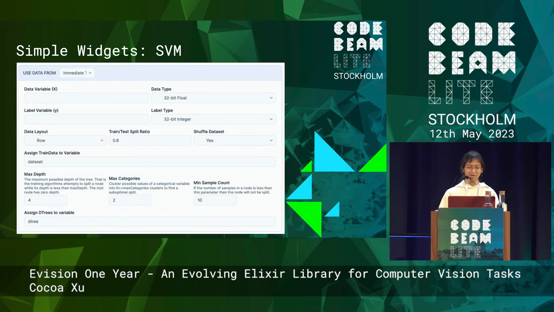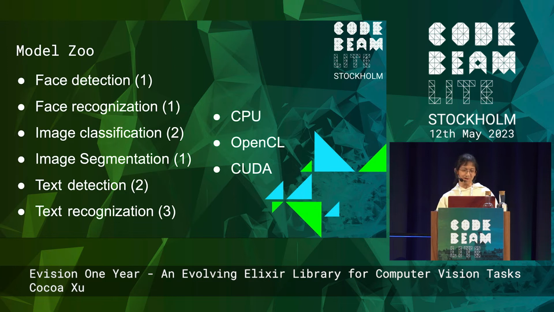One more thing is that we also have this support vector machine in the CUDA widget. So you have max steps and max categories and some min sample count to set for your SVM machine, and then you can do that. But okay, so next thing is the model zoo.